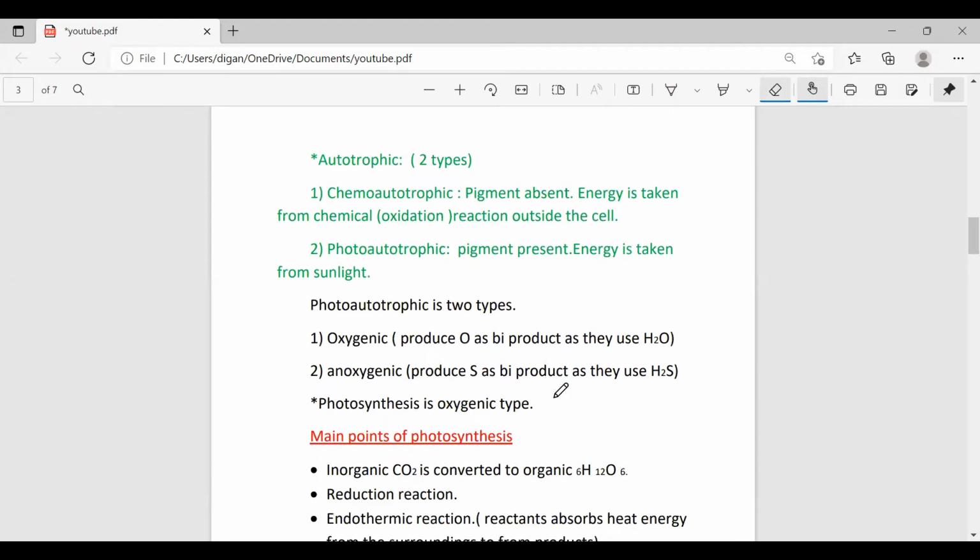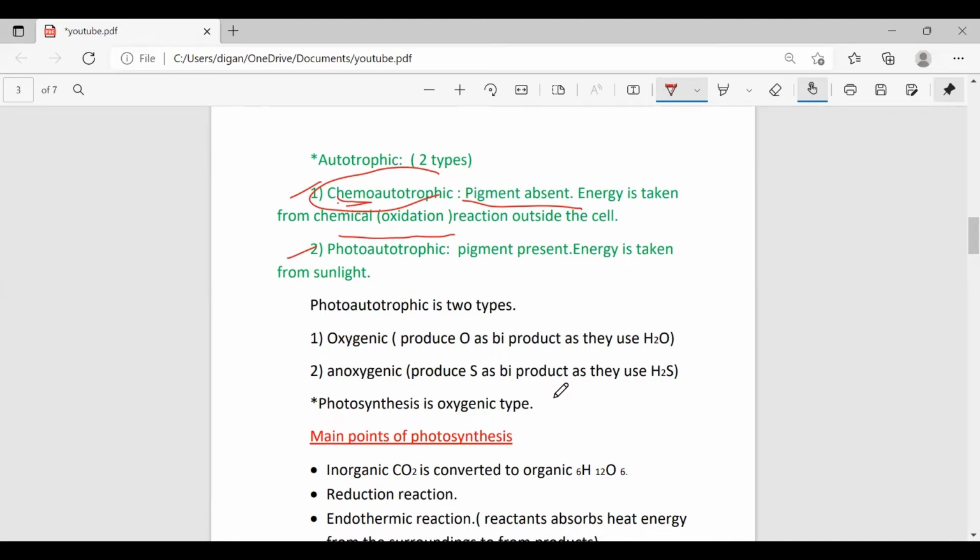Autotrophic nutrition is again divided into two types. The first one is called chemoautotrophic and the second one is called photoautotrophic. Why is it called chemoautotrophic? Here the energy is taken from a chemical reaction. Since pigments are necessary for trapping light energy, but in chemoautotrophic nutrition the energy is absorbed from a chemical reaction, no pigment is present there, means pigment is completely absent. The energy is taken from a chemical, means oxidation reaction, outside the cell.